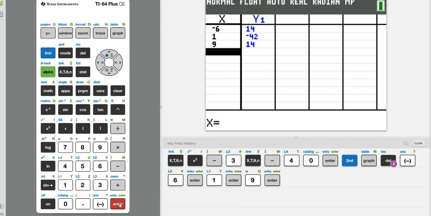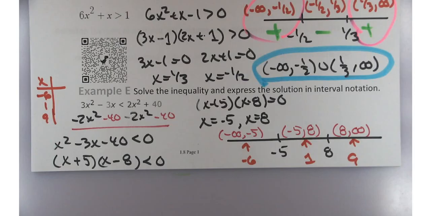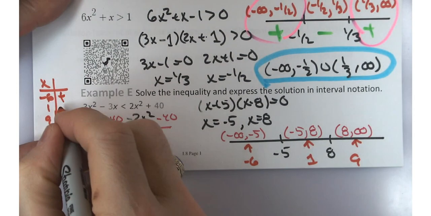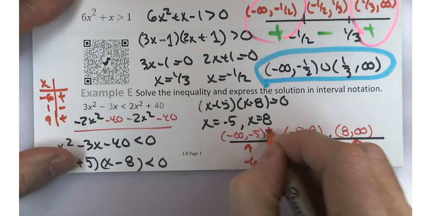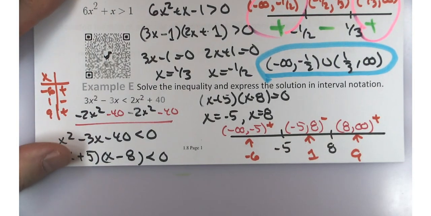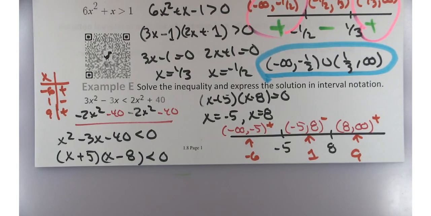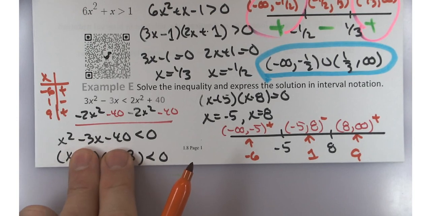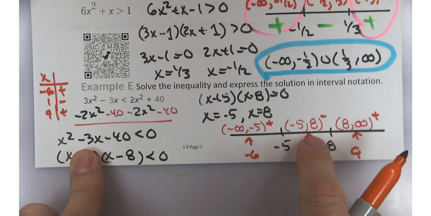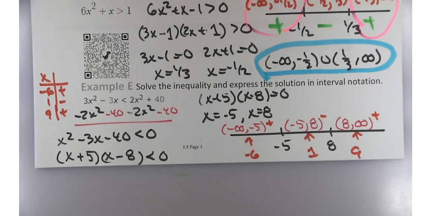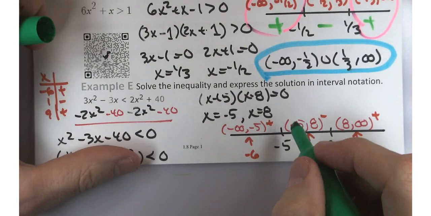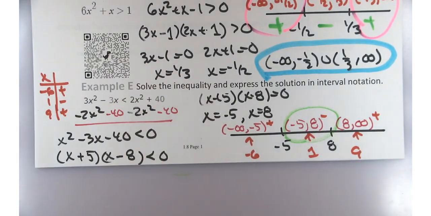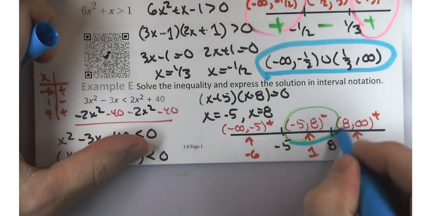What's the important information that I need to get from this graph here? Yeah, negative and positive. Thank you, Eric. So it went positive, negative, positive. Which interval or intervals are going to solve this inequality? Which sets of values of x make this expression less than 0? Yeah, the middle one. So -5 to 8. So there's your solution.